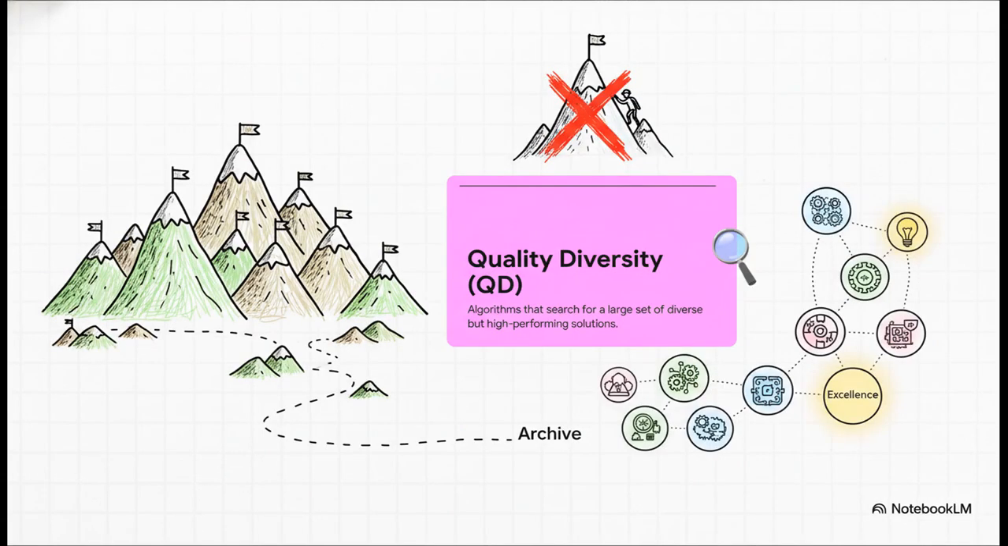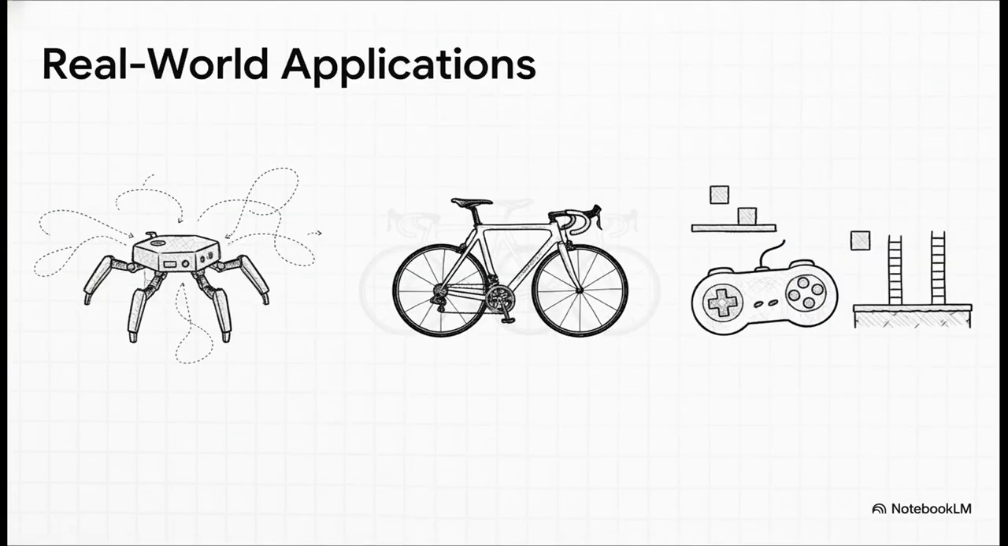And this is exactly what quality diversity algorithms, let's call them QD for short, are built to do. Instead of just climbing one mountain to find its peak, a QD algorithm is more like an explorer mapping an entire mountain range, trying to find the highest point on every single peak. The goal is to build this rich library of solutions that are both excellent, that's the quality, and super varied, and that's the diversity.